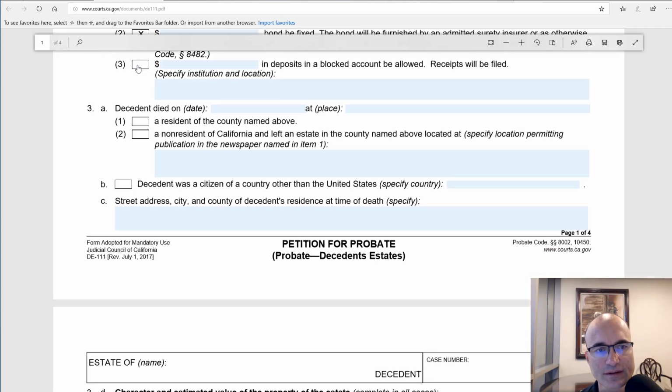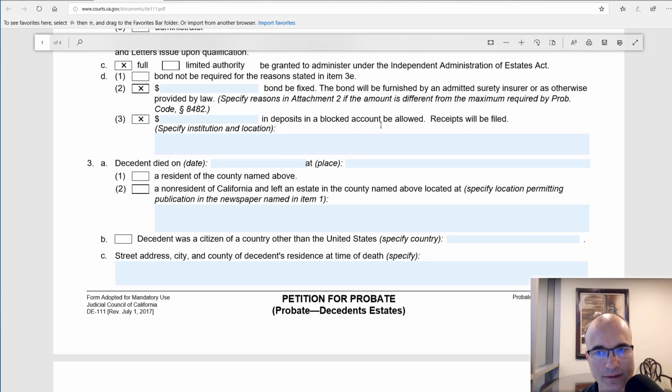You can also ask that the estate accounts be put into a blocked account. That's a little more difficult. Blocked accounts are very hard to deal with, but in certain cases that might be appropriate. So we're going to say that the will waives bond, but this is where you would fill in the bond.